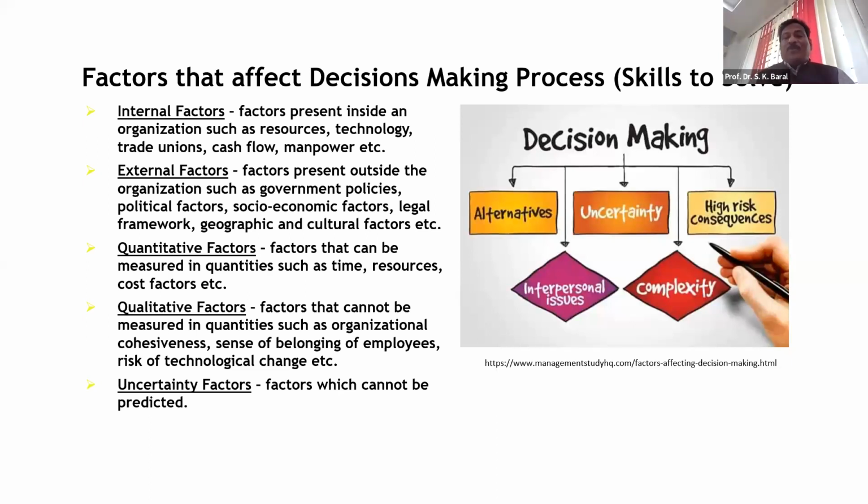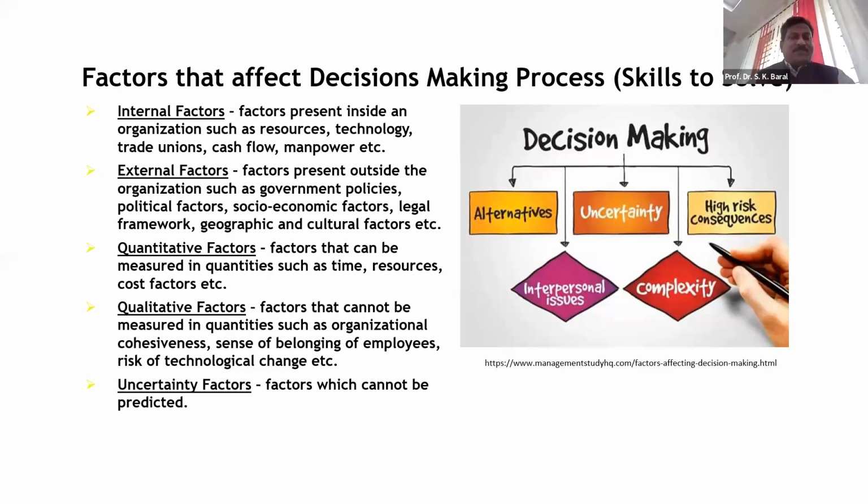Sure, whether alternative things are affecting decision making, or uncertainty factors are influencing decision making, or high risk consequences are there in context to complexity and interpersonal issues. These are the factors. Actually, we are very much inside the society to understand all those things, because you see there are internal factors like resources, technology, organization, I mean to say trade unions, cash flow, manpower. These are the internal factors.